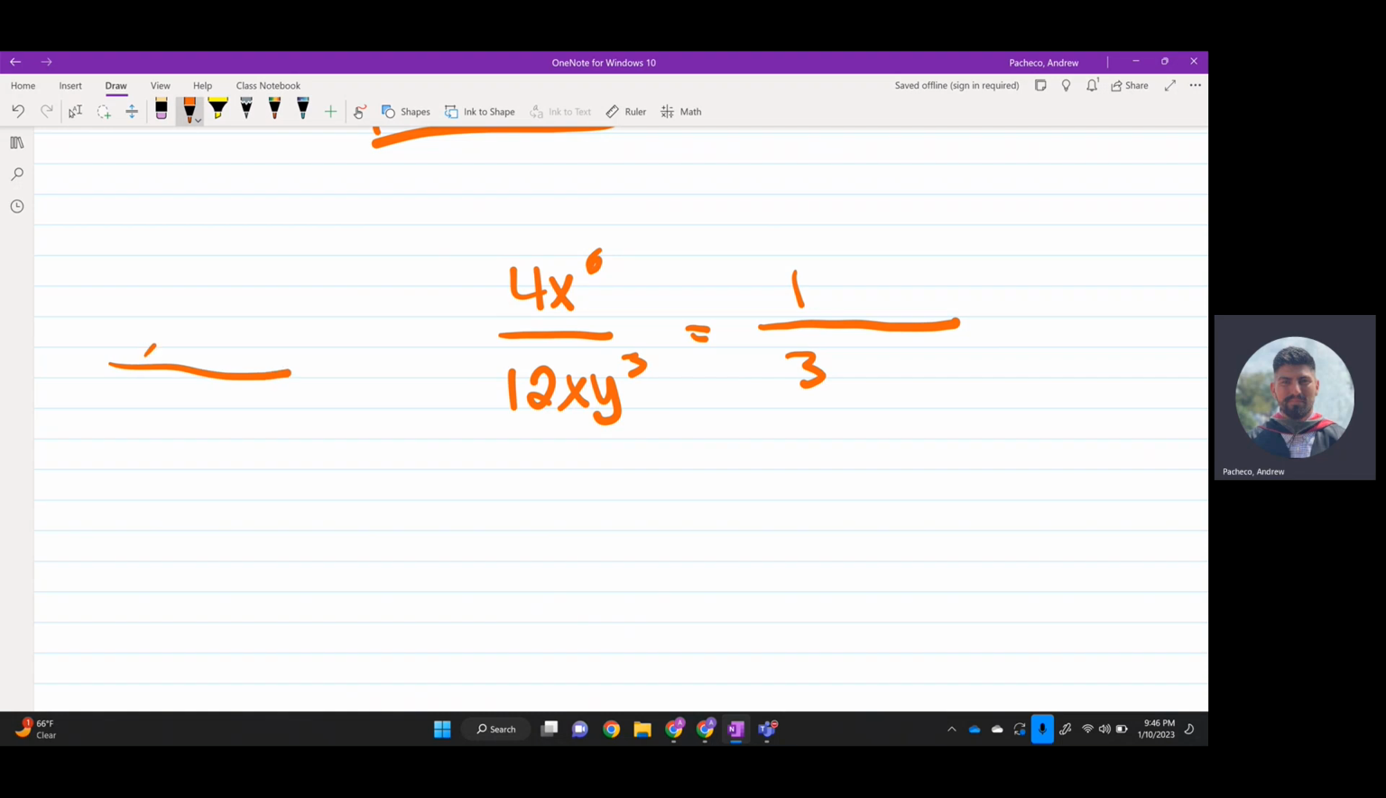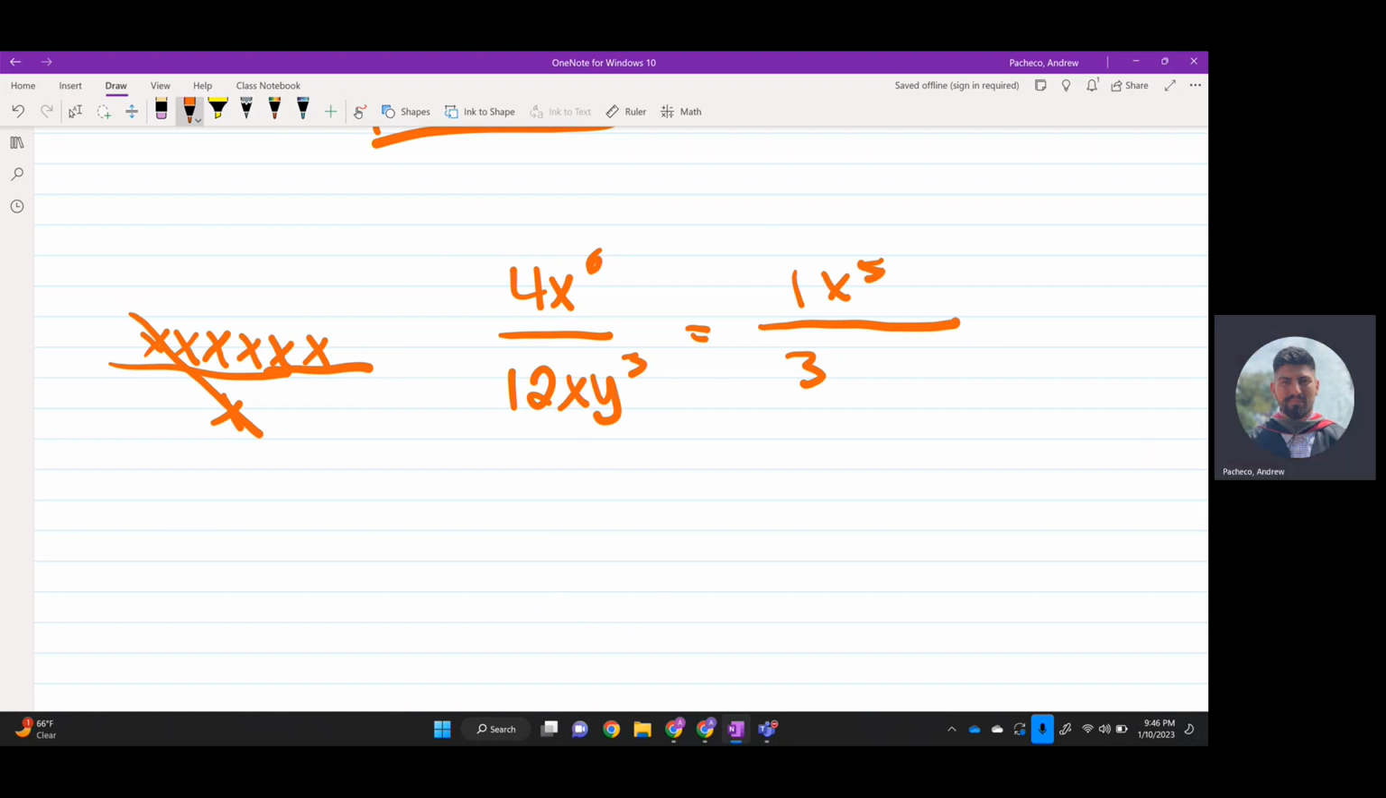Remember, if I have 2x divided by x, those cancel out. I'm just left with 1x on top. Essentially, that's what's happening here. If I have 6 x's on top and 1 on the bottom, I know that just one of those is going to cancel out. I'm going to be left with 5 x's on top.